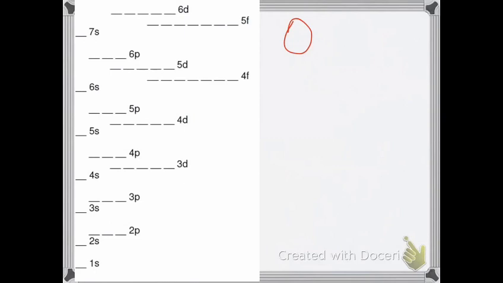All right, we're going to try oxygen. This is on your paper, so you should try this on your own. So take a second, try it on your own, then we'll work through.